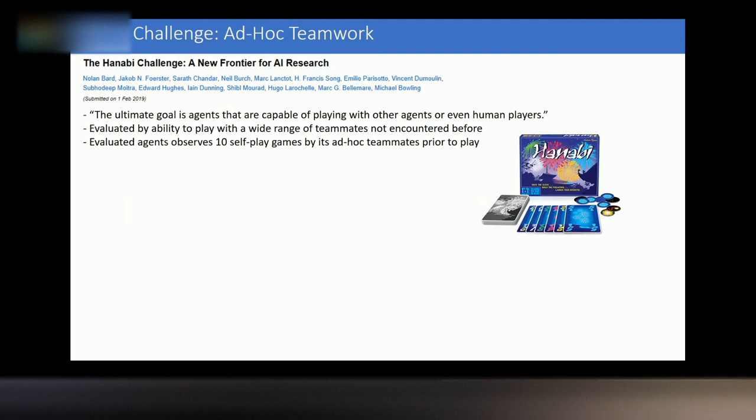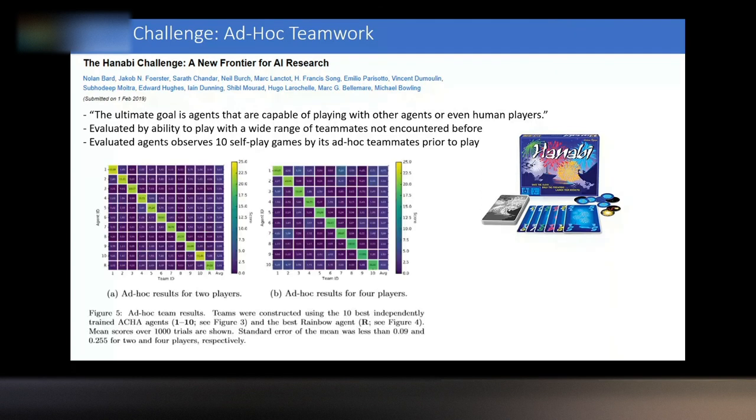This paper also introduced the idea that maybe one way of making this a simpler challenge is that you could observe 10 games of the person you're about to play with prior to playing, so you can start to infer their style and the way they play. And in particular, one of the things they did in this paper is this evaluation.